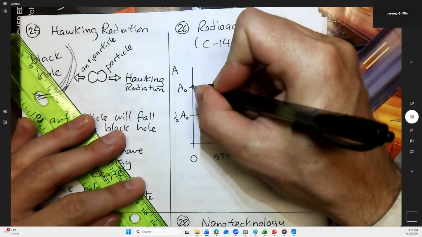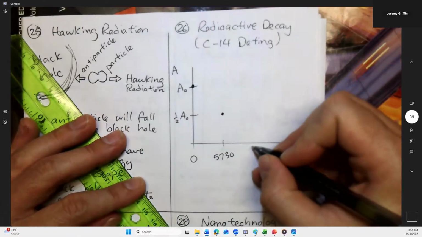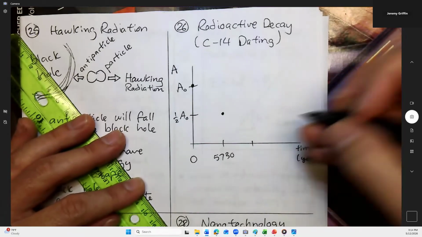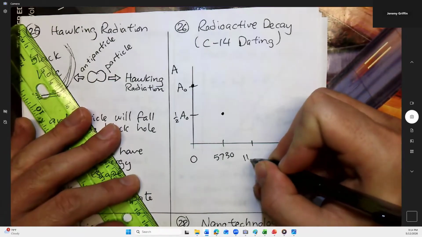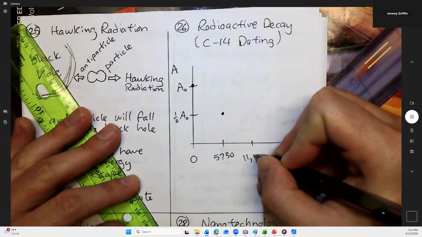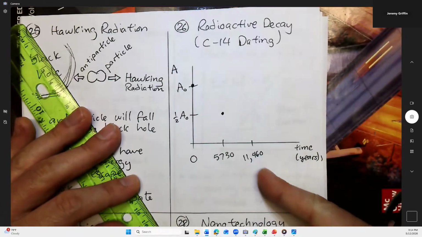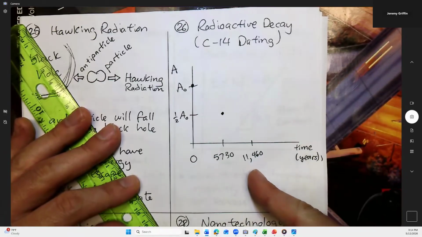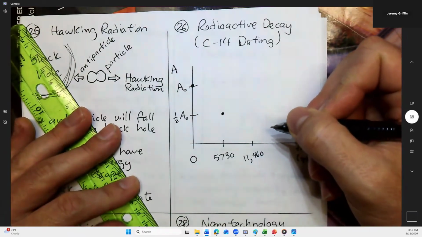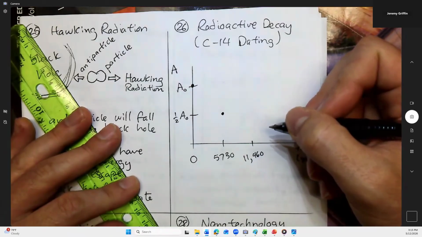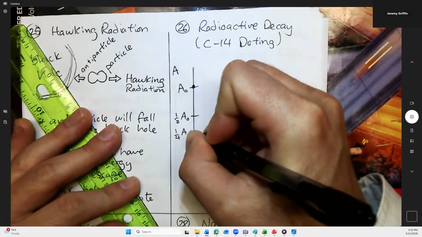So at time 0, we had some amount. And then after one half-life, we have half of what we started with. Well, if you zoom forward another half-life, what would that be? 11,460, I think, years from time 0? You guys see that would be 2 half-lives, right? Guess how much we have at that point compared to what we started with? A quarter. Yeah, a quarter. Because we have half of a half.